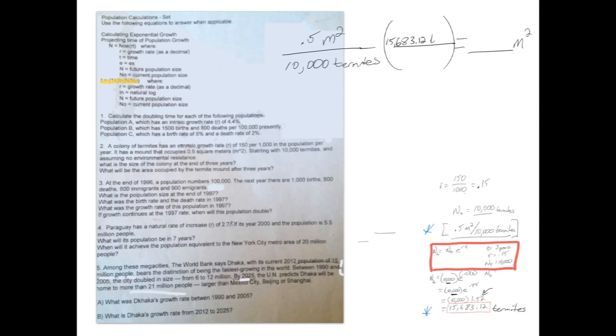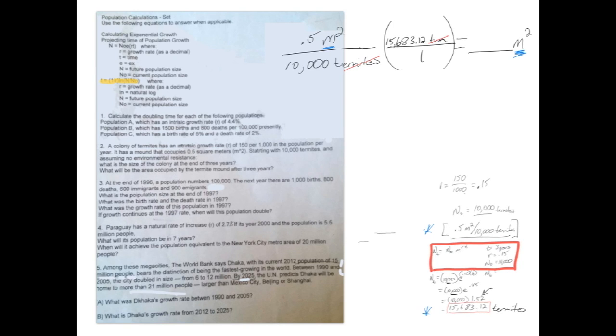15,683.12 termites. I'm going to put termites over 1. See, now I know that termites cancel out. There's my dimensional analysis. And the only unit I have left is this wonderful little meter squared, which is my unit of area. And it's a really nice check that I'm looking for area, and I end up with area in my formula.